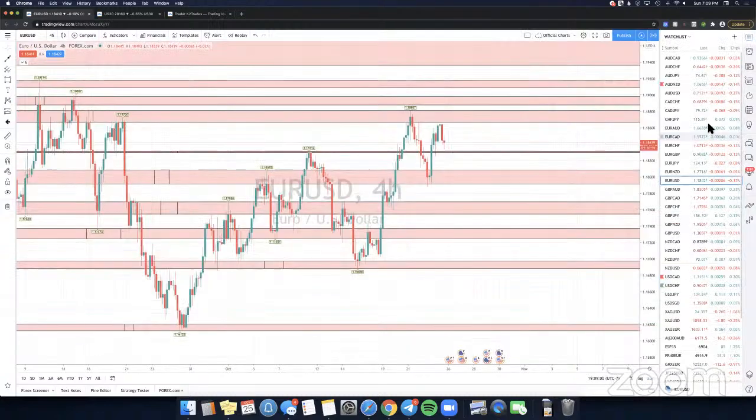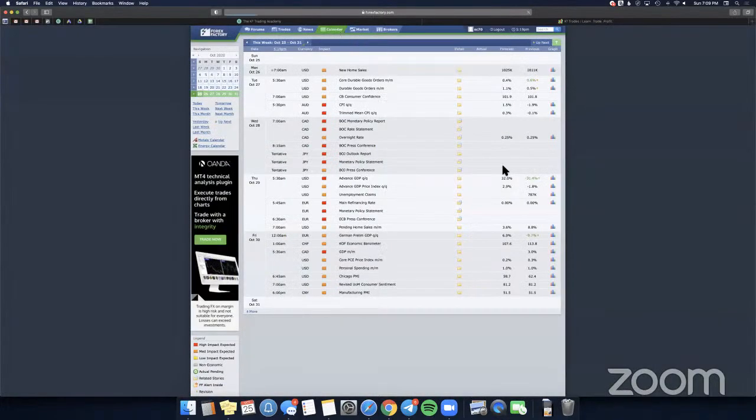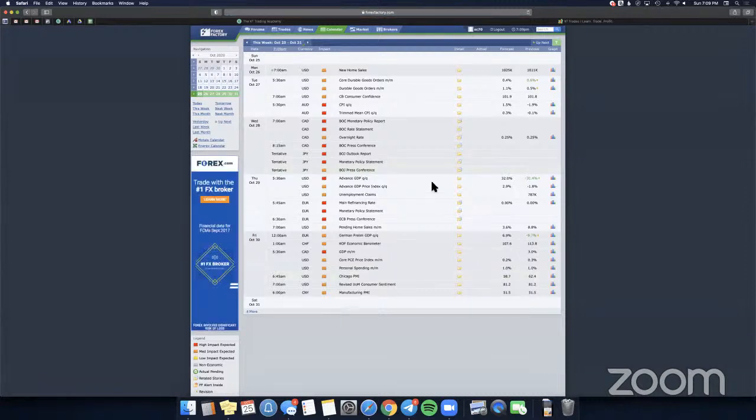Just trade something else. Probably trade like the AU. Maybe the GU is messed up too. I'll have to take a look at that. But let me see if there's news this week. So there's actually a lot of news. There's no news tomorrow. It looks like we might be good until Tuesday.